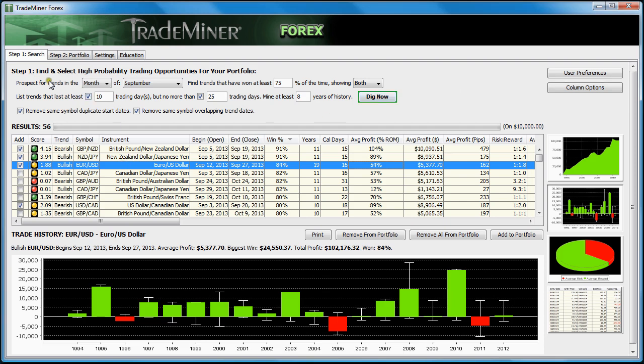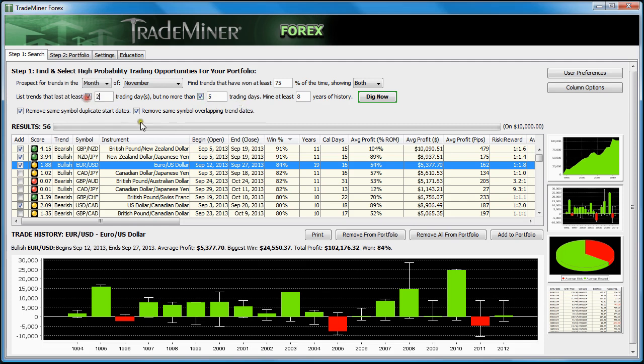So what I'll do is come in here to step one. I'll prospect for trades in the month of, let's say, November. I'll turn this down pretty low on the Forex market, to about 75. I'll do both longs and shorts, and then I'll list trades that last at least one trading day, and I'll put in here 5 trading days. Okay, so it's a week's time frame.